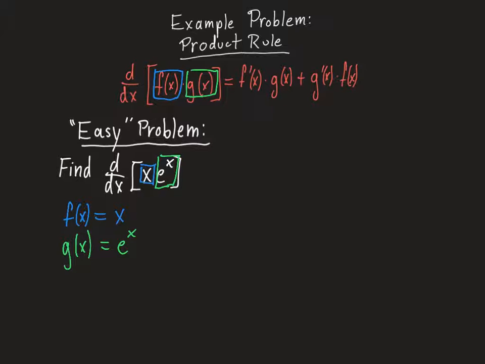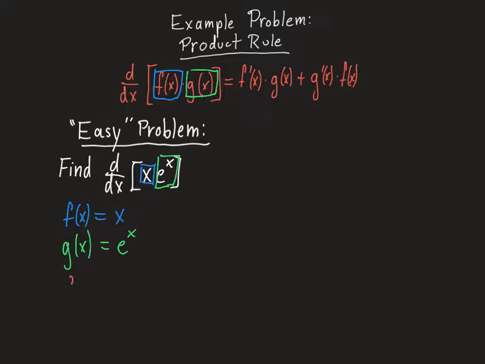Now, the very next step, every single time you work on any product rule problem, should be, before you do anything else, to write out what the derivatives of f of x and g of x are. Write these down, just the way I'm about to do.